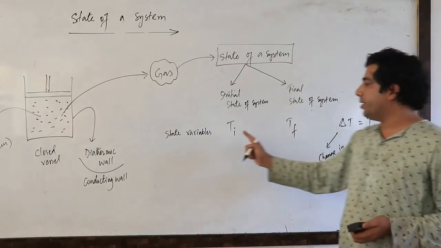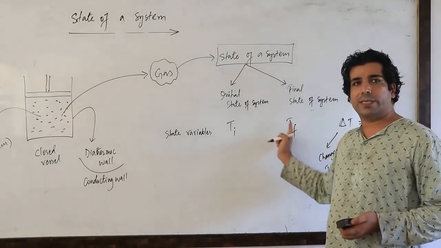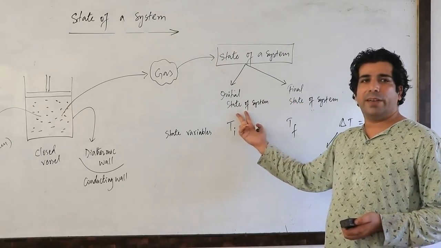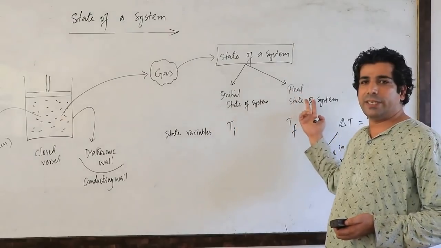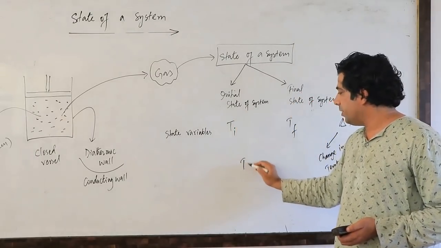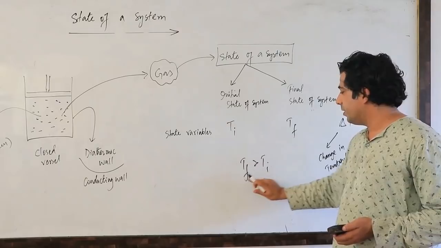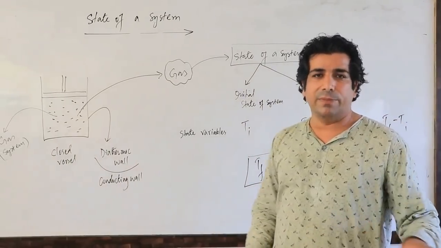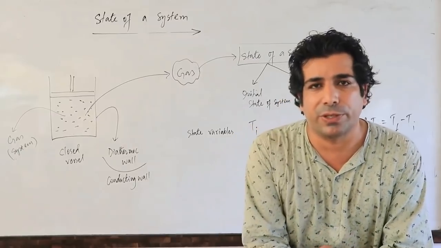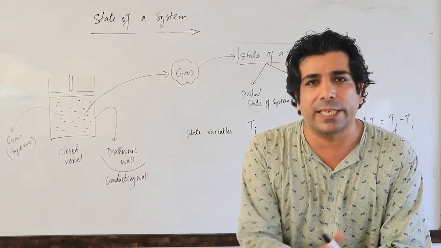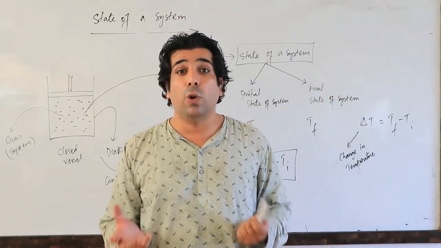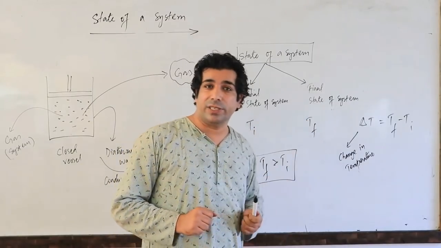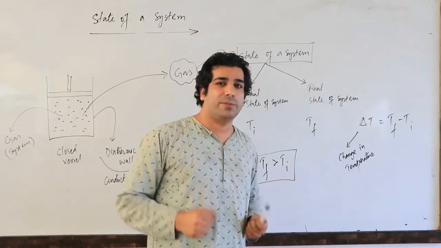So when you have changed the temperature of the system, its state has also changed. This state will have low energy and this state will have high energy when Tf is greater than Ti. Let us suppose Tf is greater than Ti. Final temperature is greater than initial temperature. That means the initial state of the system will have low energy and the final state of the system will have high energy. Which energy? Heat energy I am talking about.